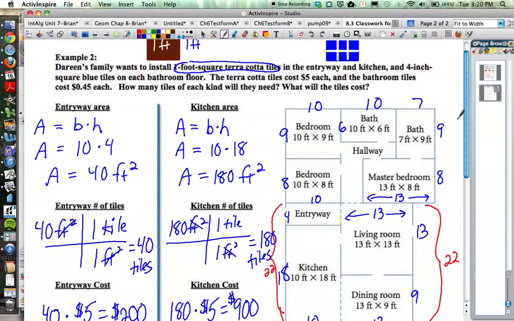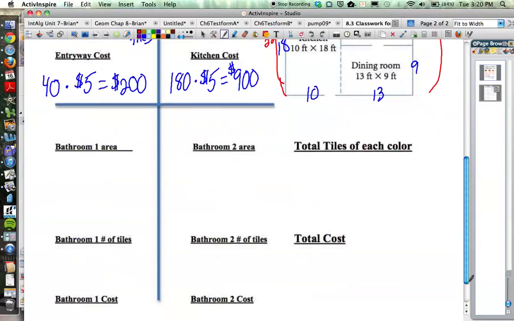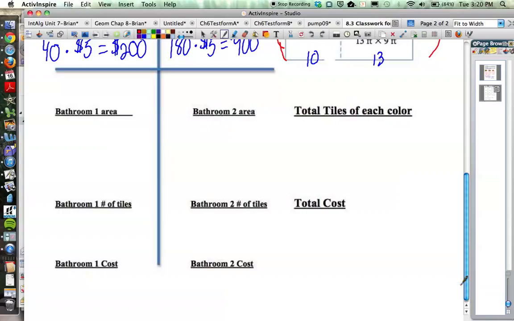Okay, bathroom number 1. Let's just call this first bathroom here, and I'll switch colors here. So bathroom 1 is 10 by 6. So bathroom 1 area is equal to base times height. Area is equal to 10 times 6. So that's 60 square feet. So how many tiles is that?